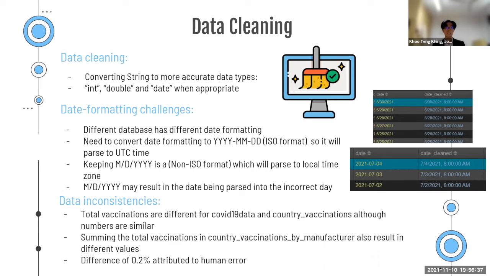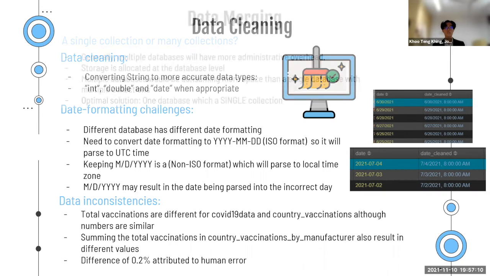This is because using a slash delimiter is a non-ISO format. As such, the string will be parsed into a date of a local time zone, which may result in the date being parsed into an incorrect day. Thus, we had to ensure that the string is hyphen separated before converting it into the appropriate date data type to ensure parsing accuracy. Lastly, we are presented with some data inconsistencies. For example, total vaccinations amount differs for all three collections. We attribute the difference of around 0.2% to human error.